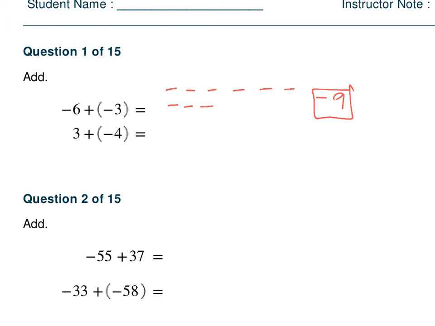3 plus -4, so I have 3 pluses and 4 negatives. Cancel, cancel, cancel. I'm left with 1 negative. So my answer is -1.